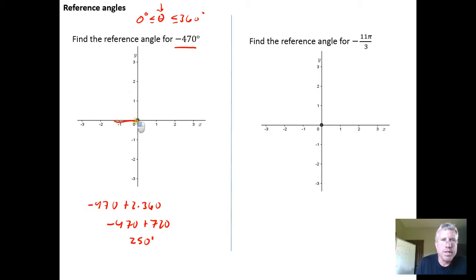And this is 180 degrees and this is 270 degrees. So 250 is going to land in between those two. So here's a 250 degree angle, which is coterminal with negative 470. And theta r is this acute angle that this terminal side makes with the x-axis.